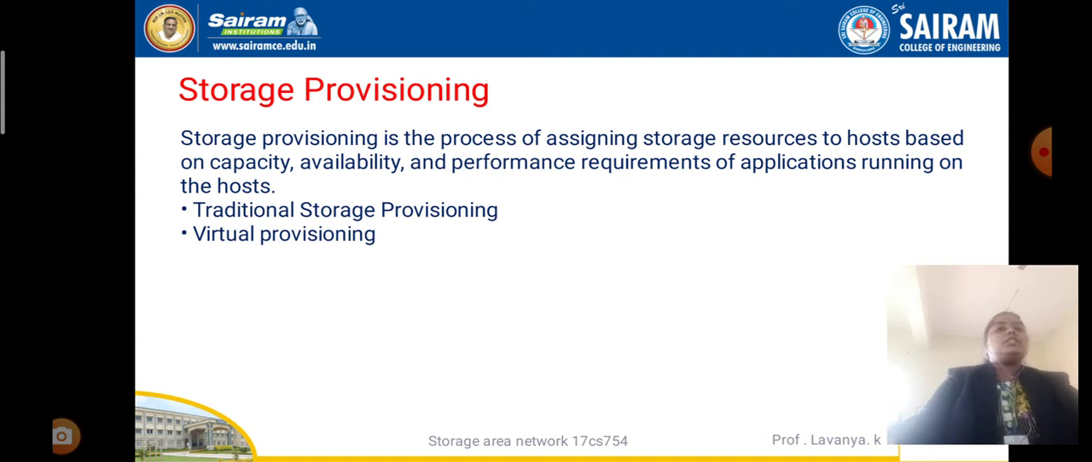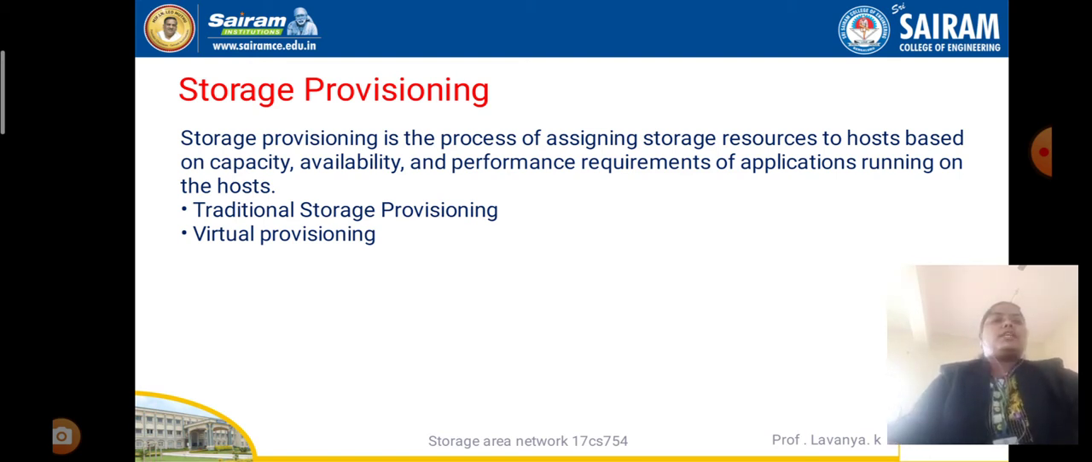The logical unit: the available capacity of the RAID set is partitioned into volumes. This volume we are going to call the logical unit. The logical units are assigned to the host based on their storage requirements. For example, logical unit number 0 as well as logical unit number 1 are used by host 1 and host 2 for accessing the data.